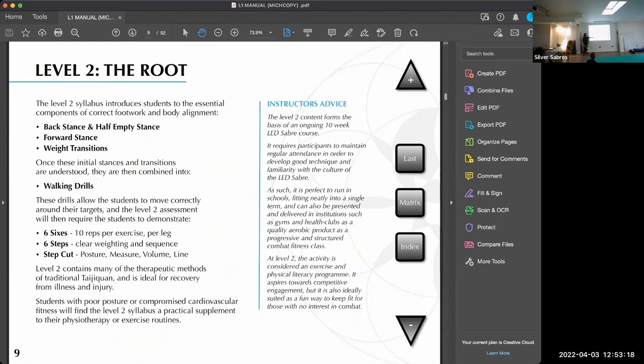Right, level 2 contains many of the therapeutic methods of traditional Tai Chi Chuan, and it is ideal for recovery from illness and injury. Students with poor posture or compromised cardiovascular fitness will find the level 2 syllabus as a practical supplement to their physiotherapy or exercise routines. All right, this stuff is deep. This stuff is deep. Now, what are we talking about?